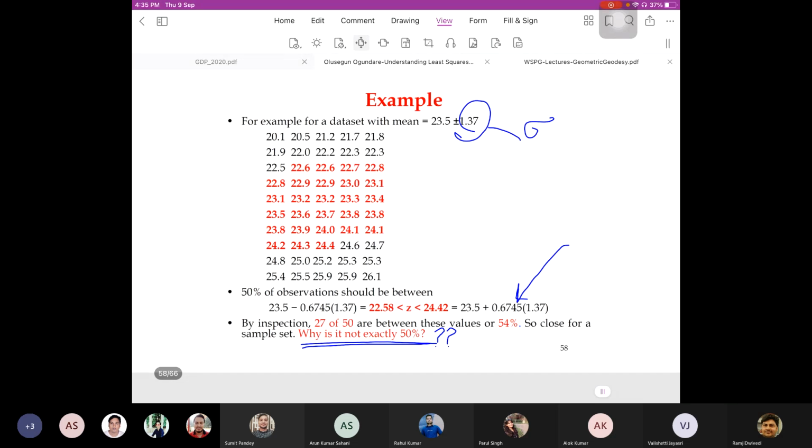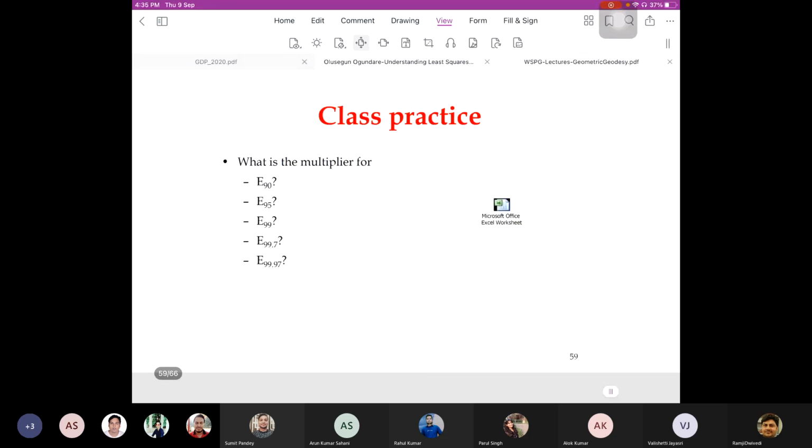So this is the way you have to find out the multipliers. I'm just giving you 5-10 minutes. As part of the tutorial, you just work on finding out the multiplier for these 5 cases. Practice it and give me the answer for the multiplier of E90, that means 90% probable error, E95, 95% probable error, E99, 99% probable error, and similarly the others.